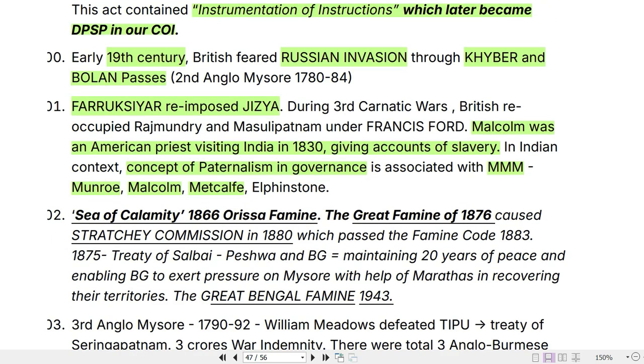So Sea of Calamity: in 1866 the Orissa famine came, which was given the title of Sea of Calamity. Not title, it's like a notorious word. Sea of Calamity. The Great Famine of 1876, another famine happened in 1876, and because of that famine, the Strachey Commission was finally formed in 1880, which passed the Famine Code 1883.